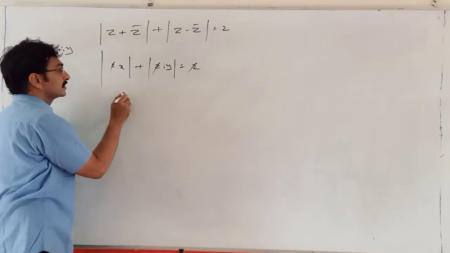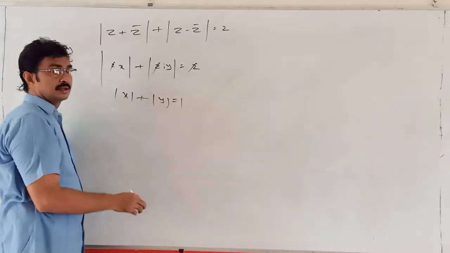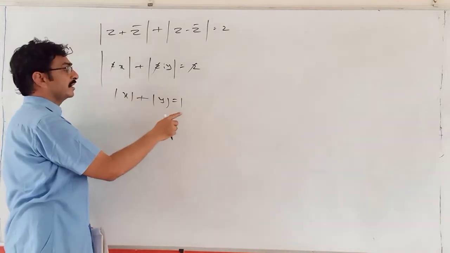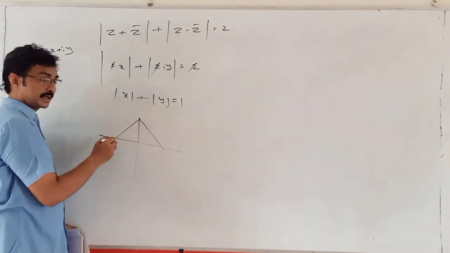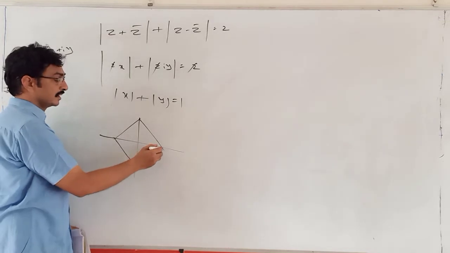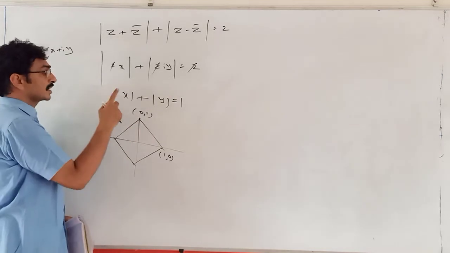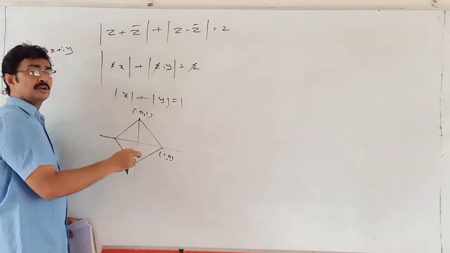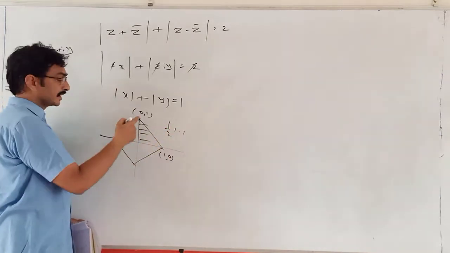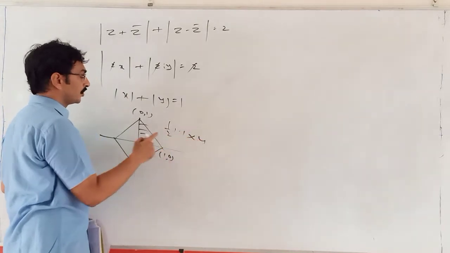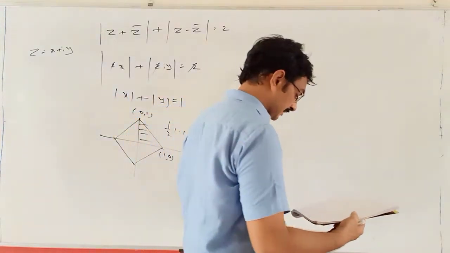On both sides 2 cancel. Mod x plus mod y equal to 1. So all of you know mod x plus mod y equal to a represents a square, with plus-plus case, plus-minus case, minus-plus case, minus-minus case. Clearly this is (1, 0) and this is (0, 1). So locus of z is a square. What is the area of the locus of z? Clearly area of this triangle is half of 1 into 1. Then the locus, the square, is this into 4, four equal triangles. So the area is 2 square units.